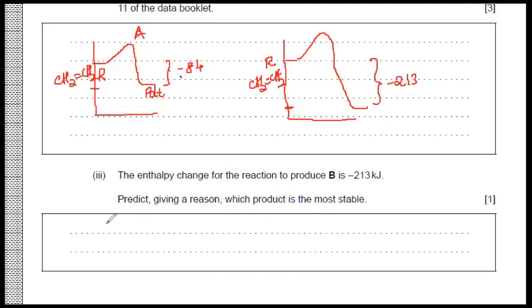Which is more stable? So stable is B. B is more stable because it is more exothermic. B released more energy and hence it is more stable, or B has a lower energy level than A.